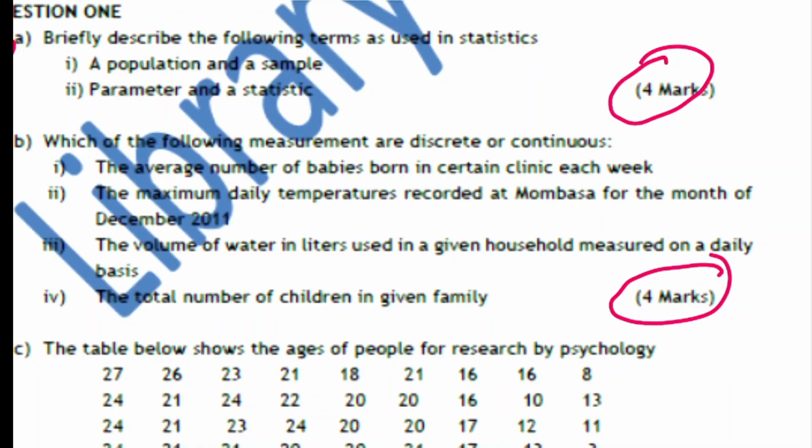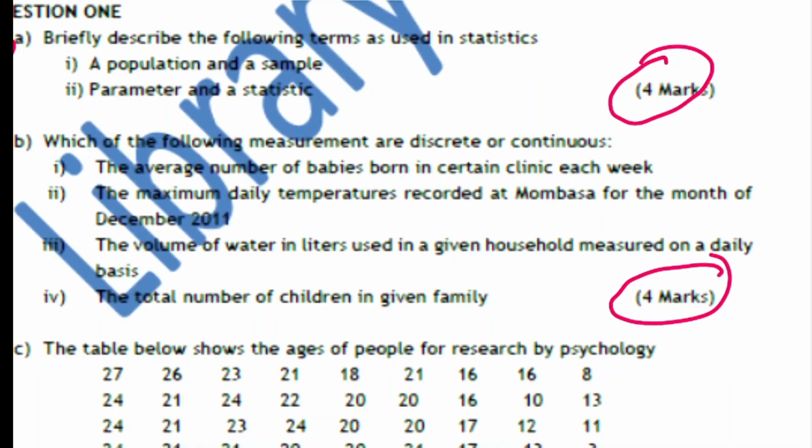So one, the average number of babies born in a certain clinic each week. Is it discrete or continuous? Alice? Discrete. Because you cannot measure human beings, but you can count them. Correct. Okay, thank you.